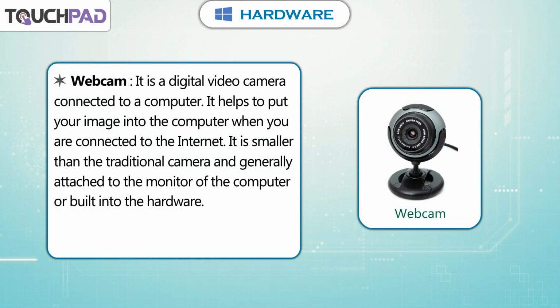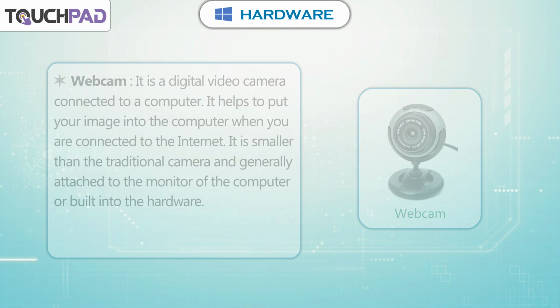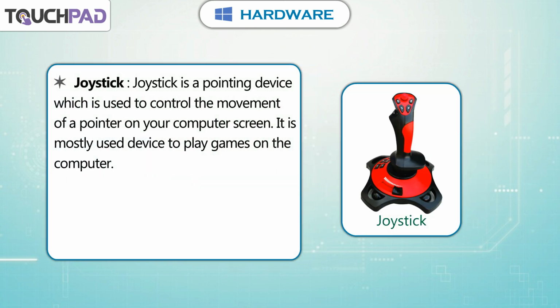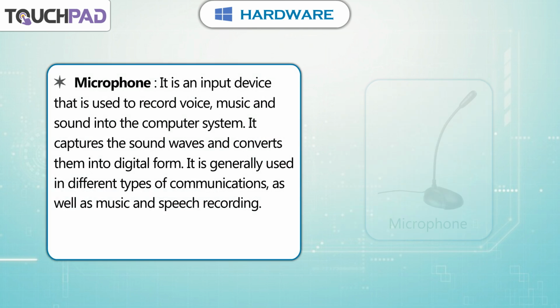Webcam. It is a digital video camera connected to a computer. It helps to put your image into the computer when you are connected to the internet. It is smaller than the traditional camera and generally attached to the monitor of the computer or built into the hardware. Graphic tablet. It allows you to directly draw on a computer screen. The device consists of a flat surface upon which you can draw with an attached stylus which looks like a pen. Joystick. Joystick is a pointing device which is used to control the movement of a pointer on your computer screen. It is mostly used to play games on the computer.